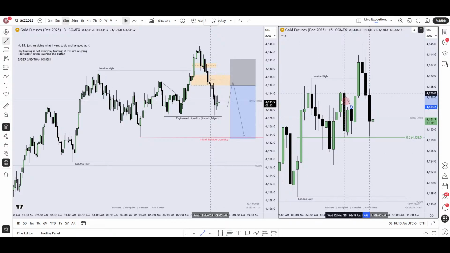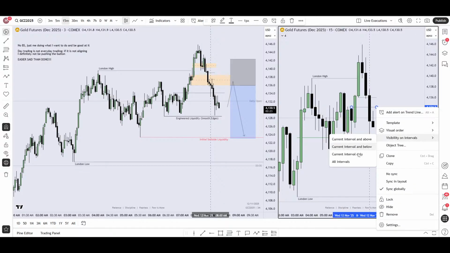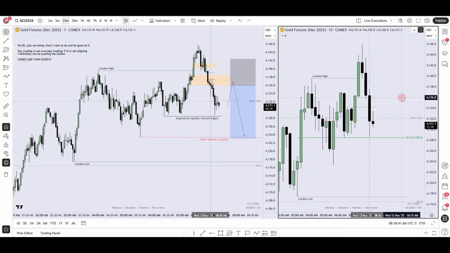Okay, this is going to act as a 15 minute inversion. After the 15 minute inversion, we'll see. I would not want price to run these lows yet, but if it does, that is the market.